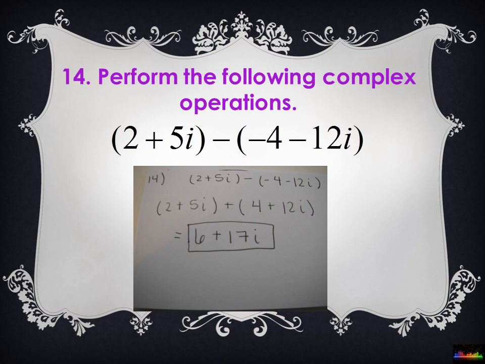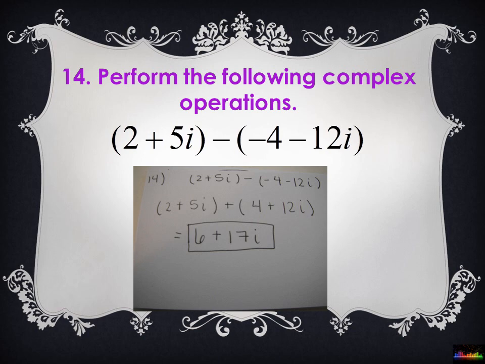Since they are being subtracted, we will change that sign to addition and make every sign to the right opposite. So we keep the first complex number as 2 plus 5i, then we change the subtraction to be adding, and we'll change the second complex number to be 4 plus 12i.